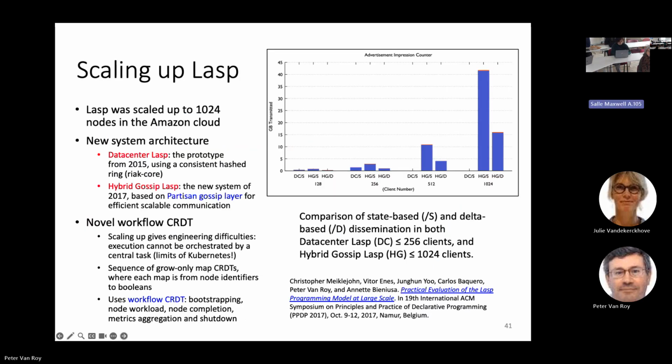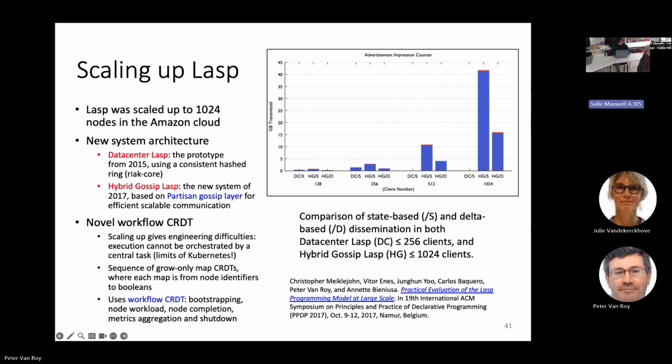We actually scaled it up. So we had a first implementation of Lasp, which was the one we did in 2015. We used a part of the Riak database, a consistent hashed ring. And then two years later, Chris made a communication software called Partisan, which is using hybrid gossip. This thing actually still exists today. This is a library that exists, and it's being used just by itself as a communication layer.